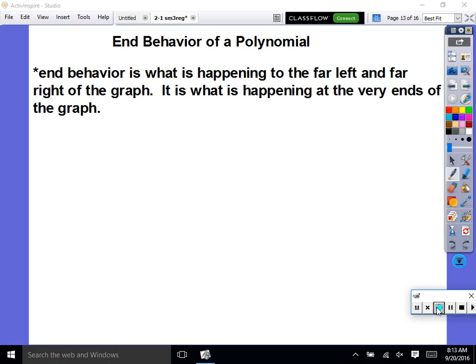So we're going to talk about end behavior of a polynomial. So end behavior is what is happening to the far left and to the far right of a graph. End behavior is what's happening at the very ends of a graph. So for example, if I had a quadratic, oops, not writing, this must be my bad pen.